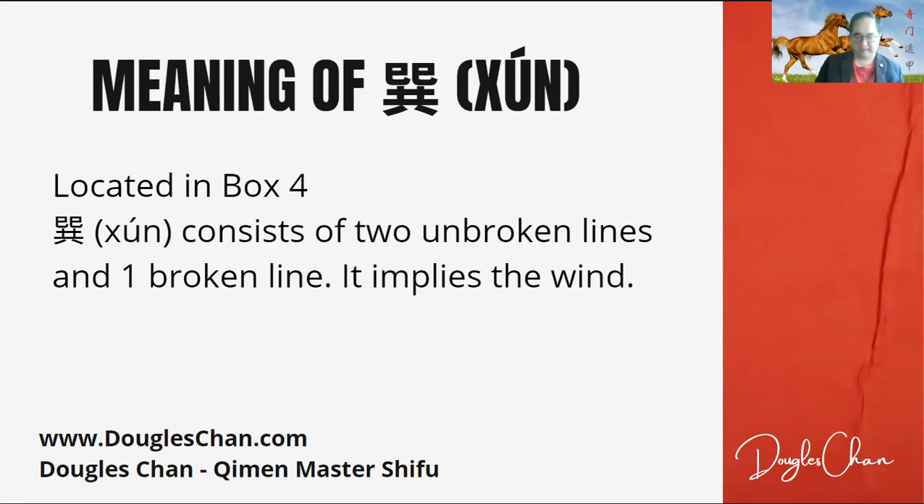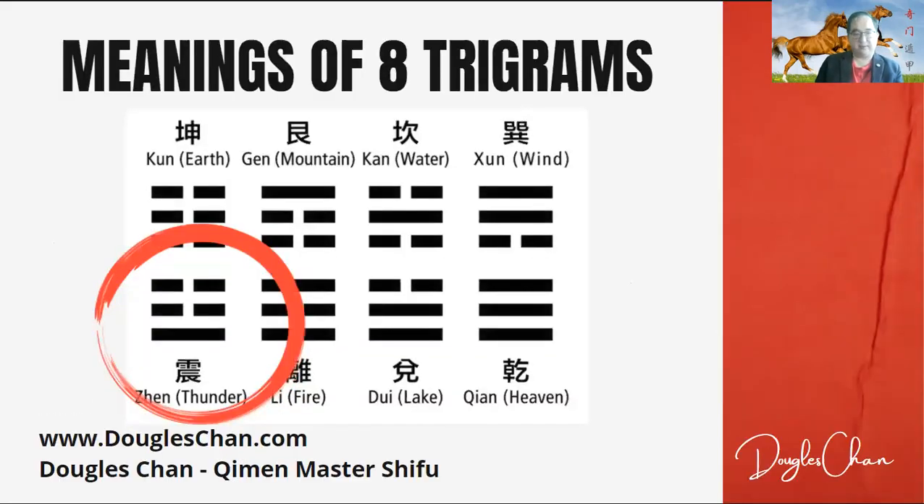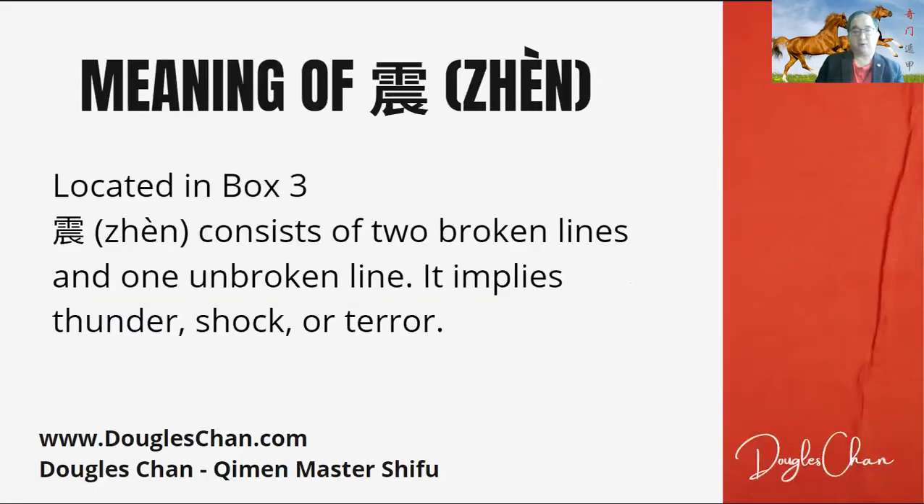Then from there, we get the basic concept of applying these trigrams in Qi Men Dun Jia. Next we move to Zhen Gong. Zhen stands for thunder, shock, and terror, and consists of two broken lines and one unbroken line. So Zhen Gong signifies thunder, shock, a shocking environment, a thunderous environment.